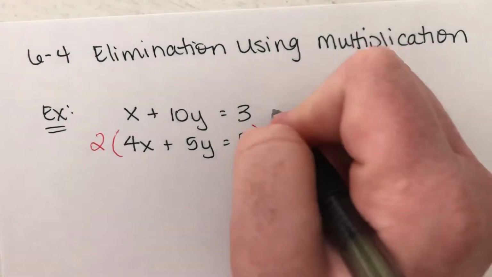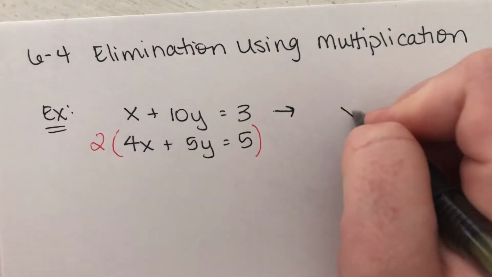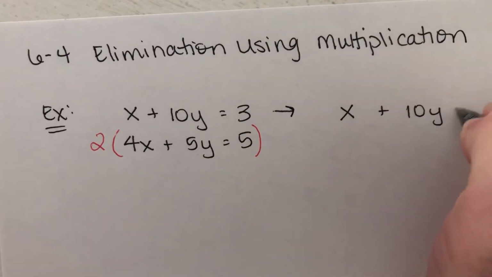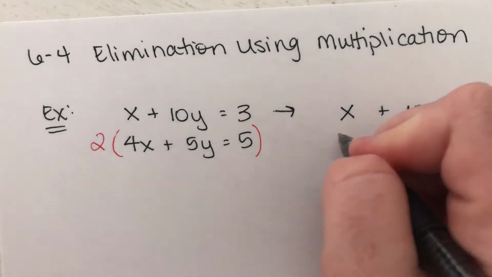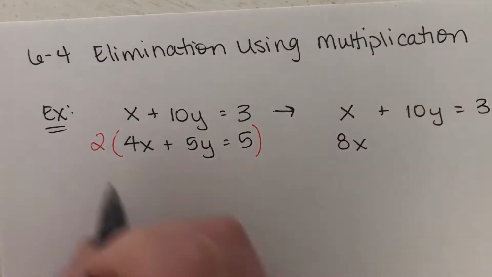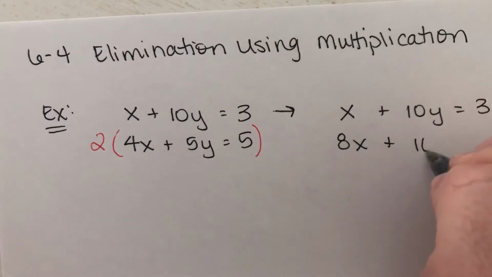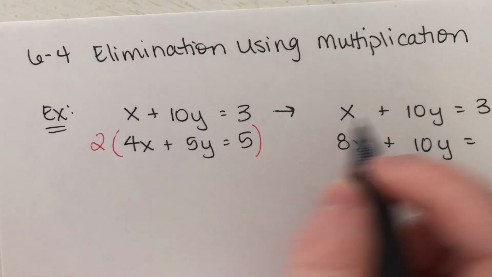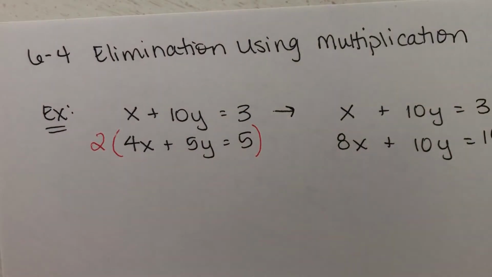And then they're going to change. So the top equation doesn't change. It stays x plus 10y equals 3. The bottom equation changes. So 2 times 4x is 8x, 2 times 5y is 10y, and 2 times 5 is 10.